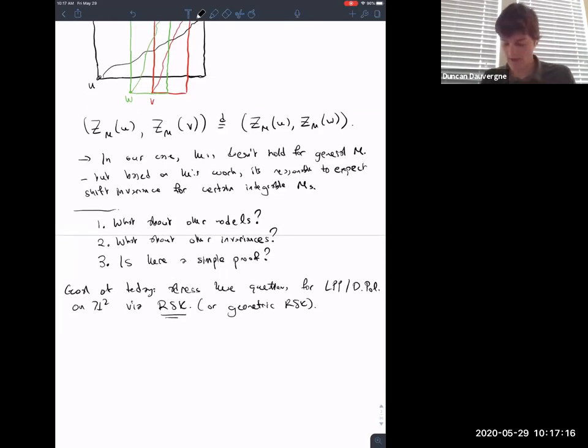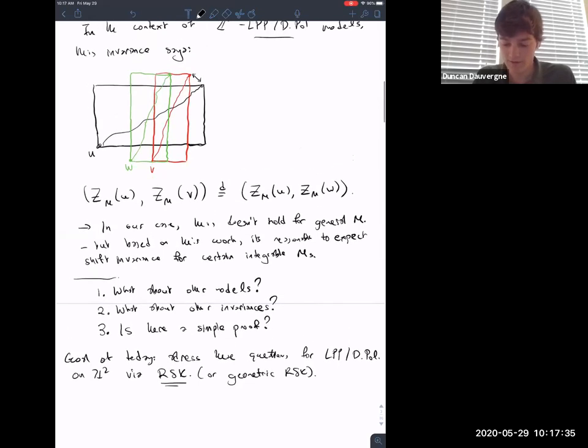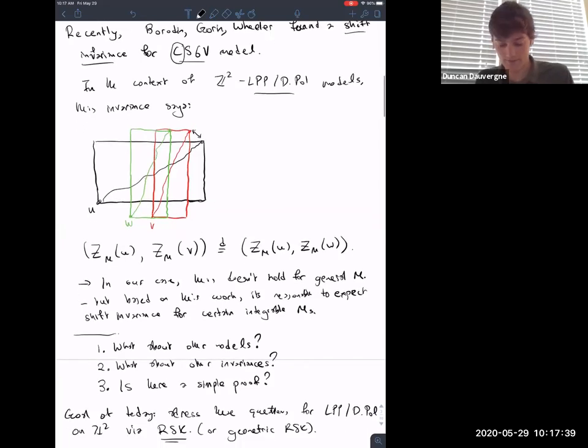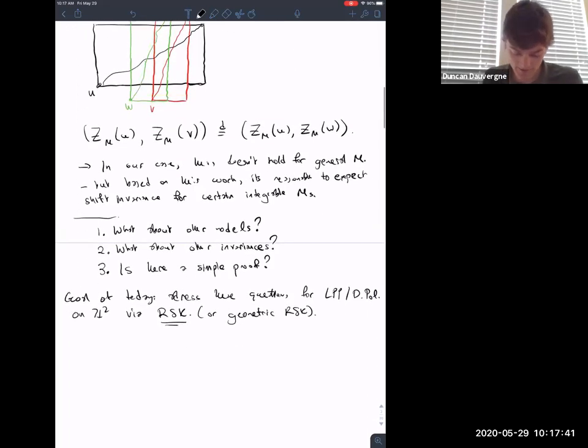So I'm going to say that the methods today can be adapted to any situation where you have a really nice version of the RSK or geometric RSK correspondence, which I would say is limited basically to the models that I'm going to talk about here. So regrettably, this proof doesn't work for the colored stochastic six vertex model itself, where you don't have a version of RSK.